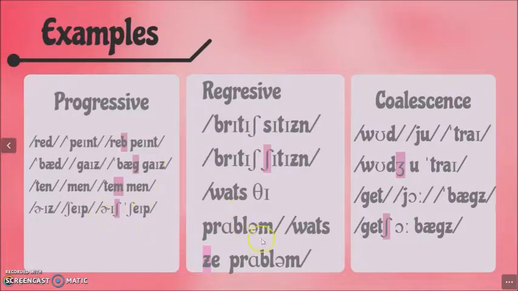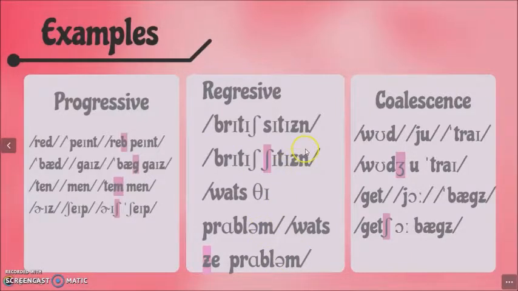The next one is regressive assimilation. We have two examples. The first one is British citizen. When we mention these two words together, we are going to change the first sound of the word citizen. In this case, it is British citizen. The other example is what's the problem? When we mention these three words together, it is going to change the word the to z. What's the problem? That's a different example.